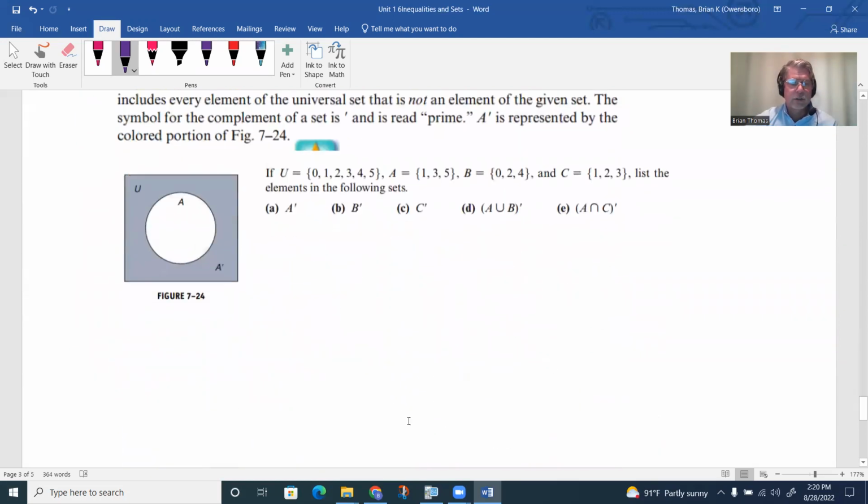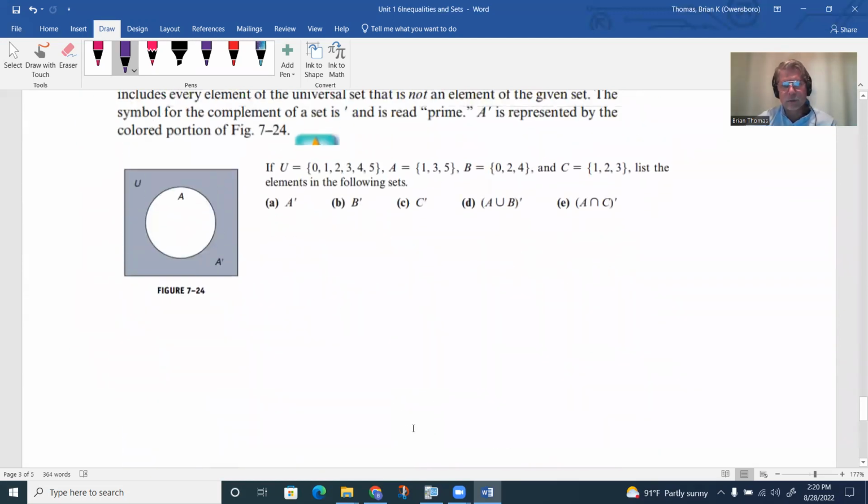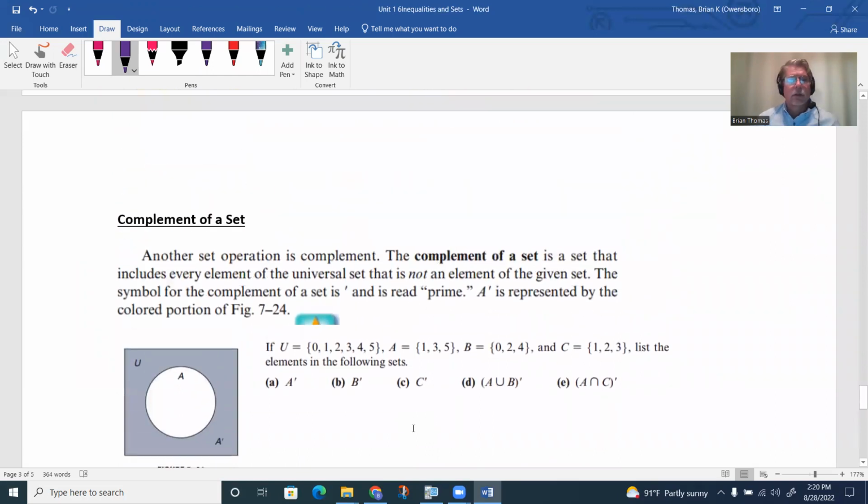So the last thing we're going to get into looks like is complements. Another set operation is what we refer to as a complement. A complement of a set is a set that includes every element of the universal set that is not an element of the given set. So complement is kind of the opposite of what's present in the given set.